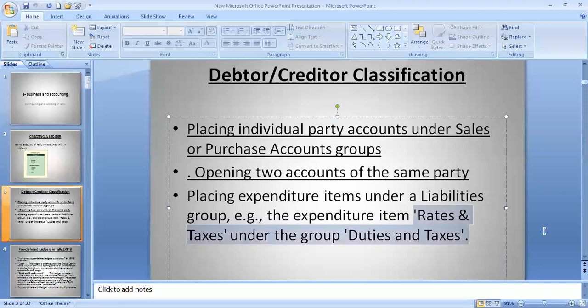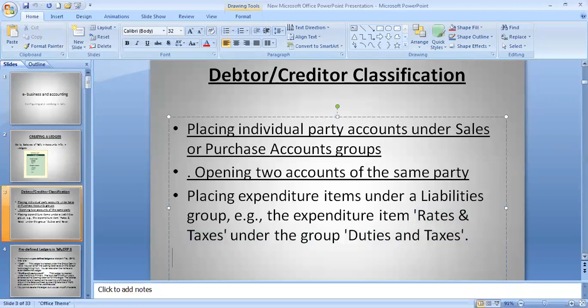So rates and taxes appear in statutory compliance. So which group does it fall under? It falls under the group duties and taxes, okay?